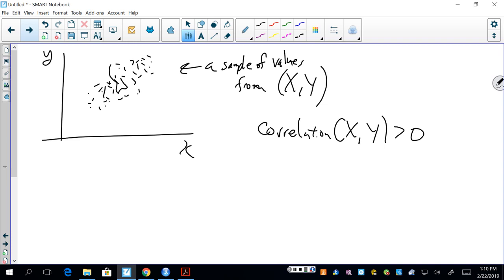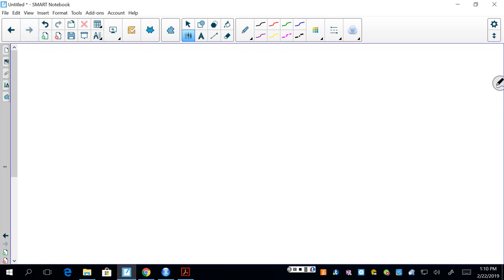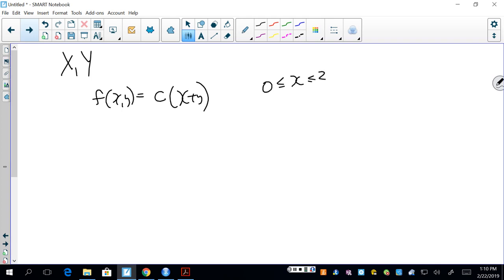So we can look at one quick example to do these. Let's say that we have variables x and y, and the density for x and y is some constant c times x plus y. Here's the density. And x takes on values between 0 and 2, and y takes on values also between 0 and 2. And the density is 0 elsewhere.